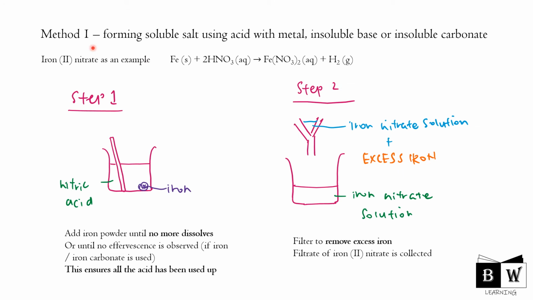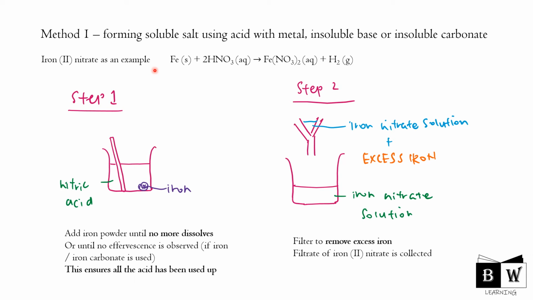Now, we will have a closer look at the first method, which involves the formation of a soluble salt using an acid with a metal, or an acid with an insoluble base, or an acid with an insoluble carbonate. Here, we use iron 2 nitrate as an example.